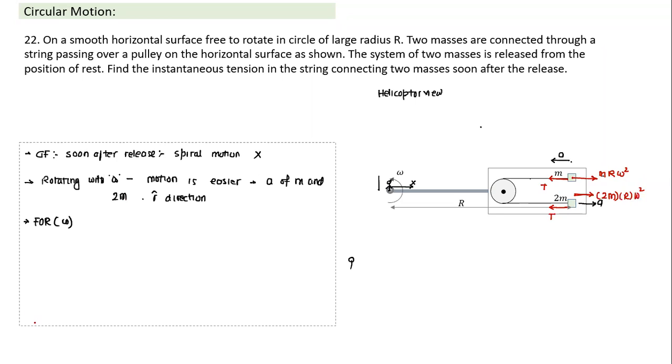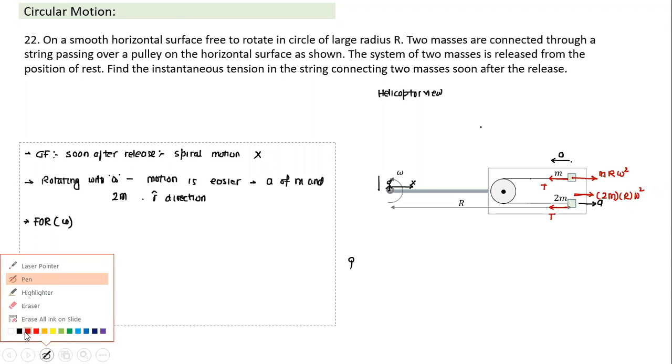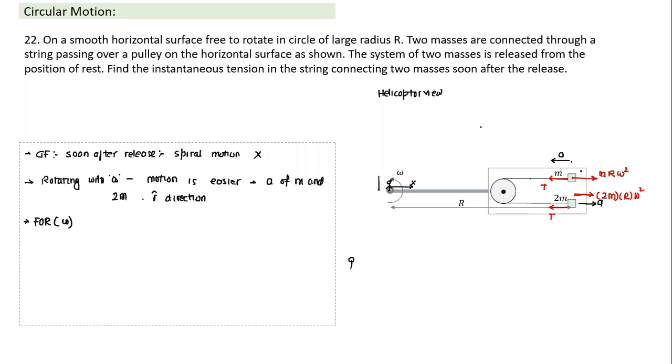Now I write the condition for motion. I have marked the free body diagram. The way we solve in linear motion, it becomes similar here. For the small m, let me mark the forces. The acceleration A will be equal to the force in that direction, T minus m R omega square, divided by m. That's the acceleration of that block. The force acting in the direction of acceleration is positive. For this block I have taken this as positive. For this block we take this as positive.